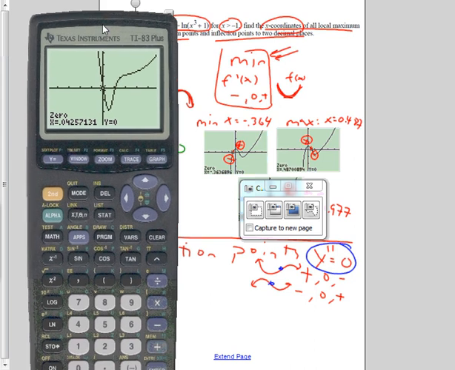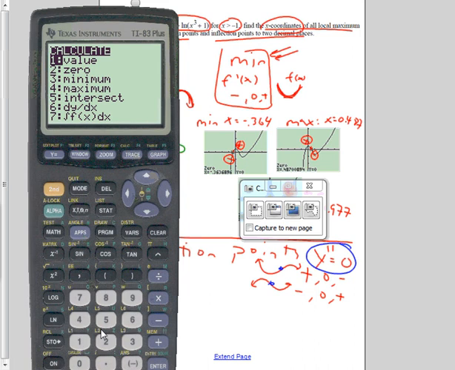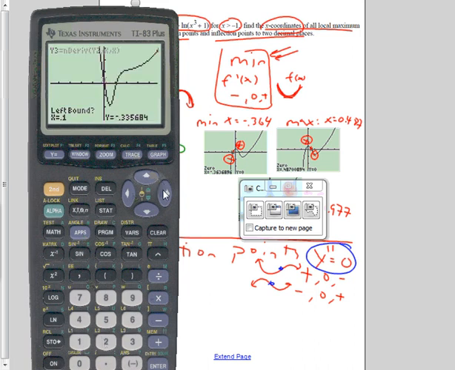And now we want to find the other point of inflection, so the one that happens right there. So let's press second calc 0, move over, press enter. And here we get our second point of inflection when x equals 1.09.